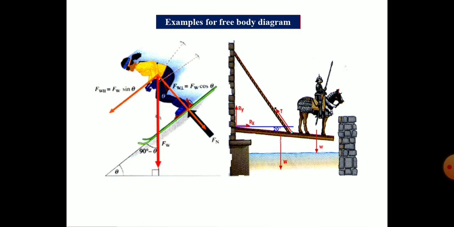And these are some of the examples of free body diagram. We just eliminate the external structures and consider the forces acting on it, like reaction forces and some other forces or weight. That is the free body diagram.